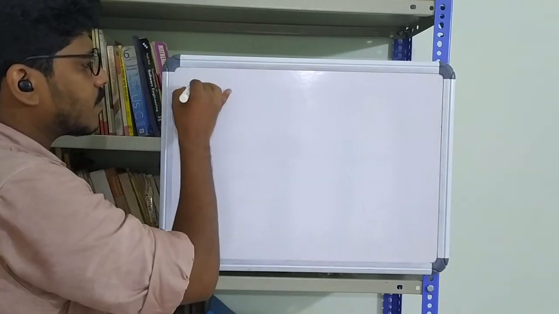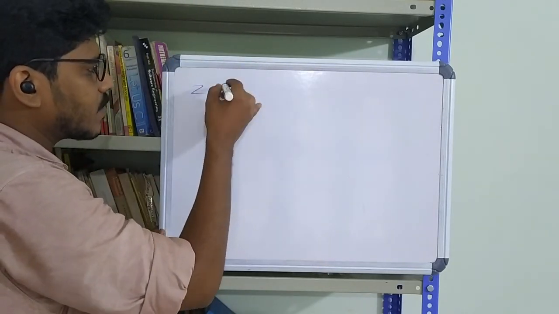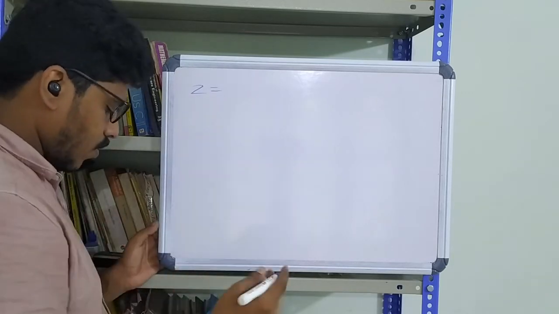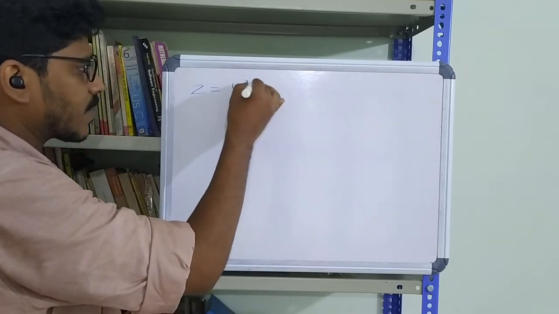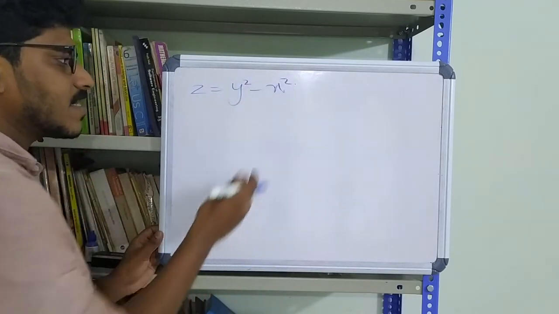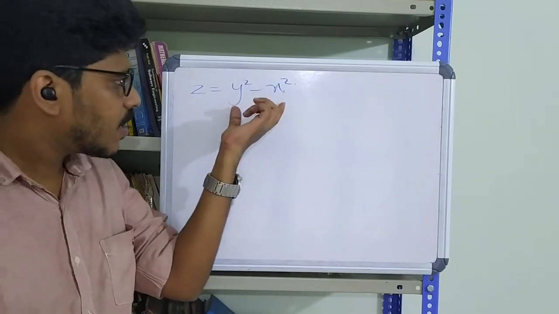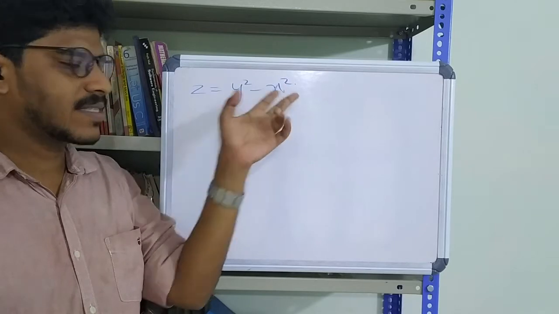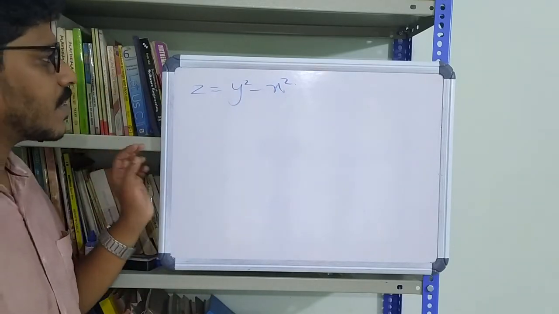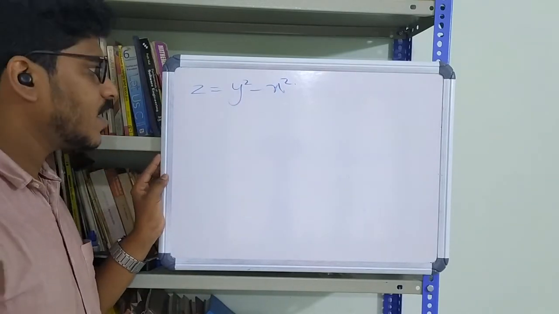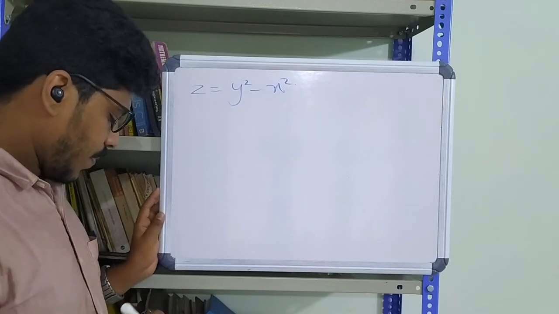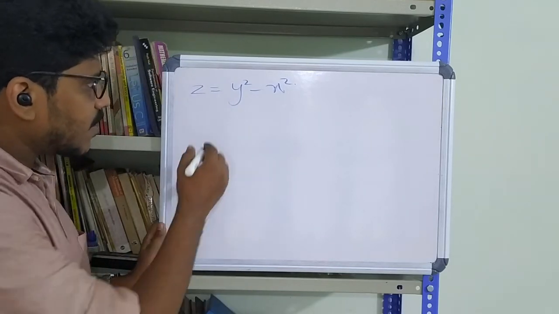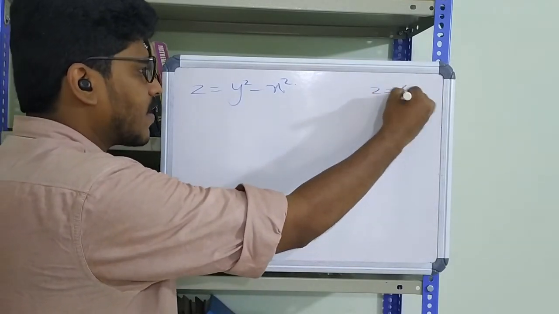So consider z equal to f of x, y, or let f of x, y be equal to y square minus x square. See, this is a function of two variables. We have two independent variables, and z is actually depending on both y and x. Okay, so we have two independent variables and one dependent variable.